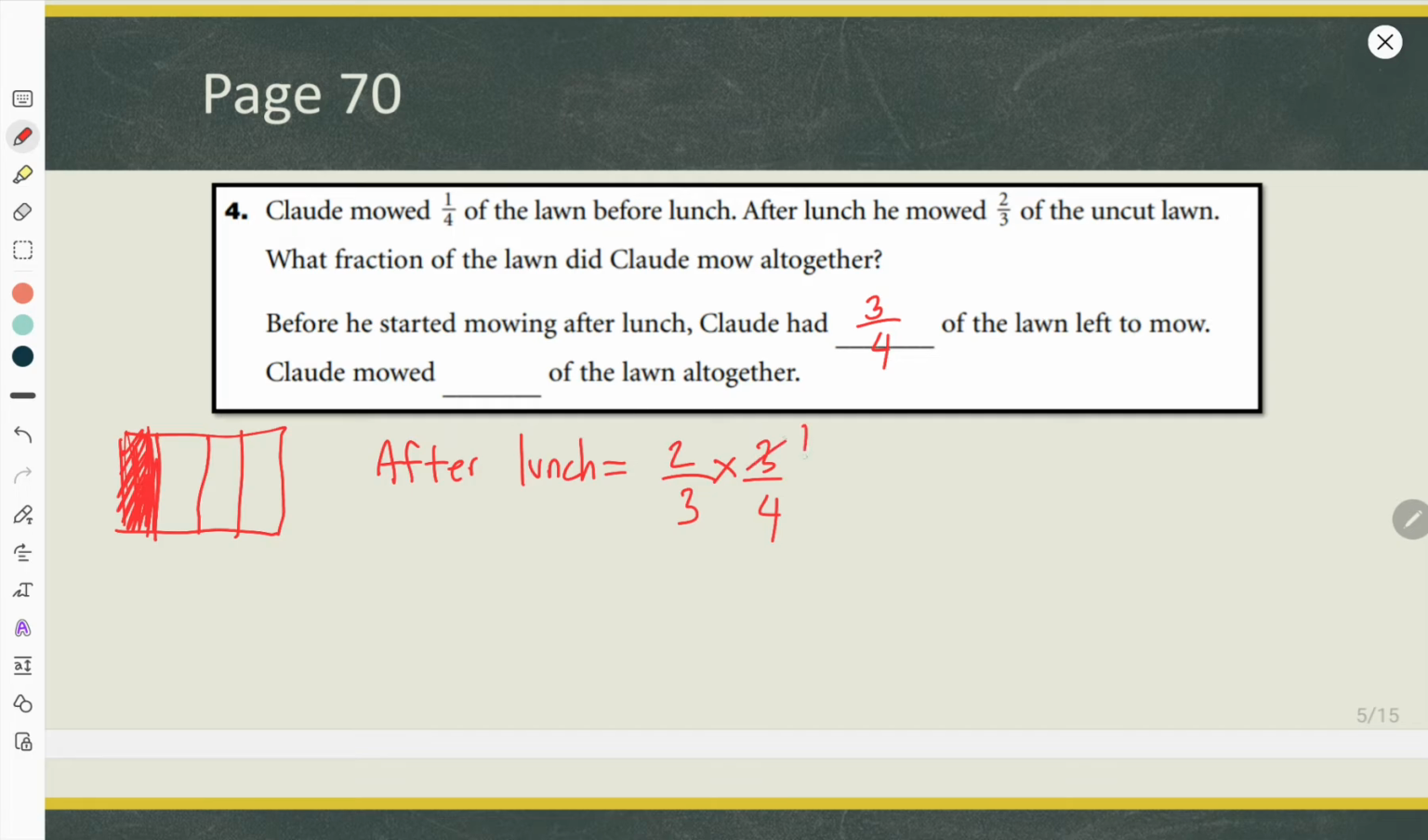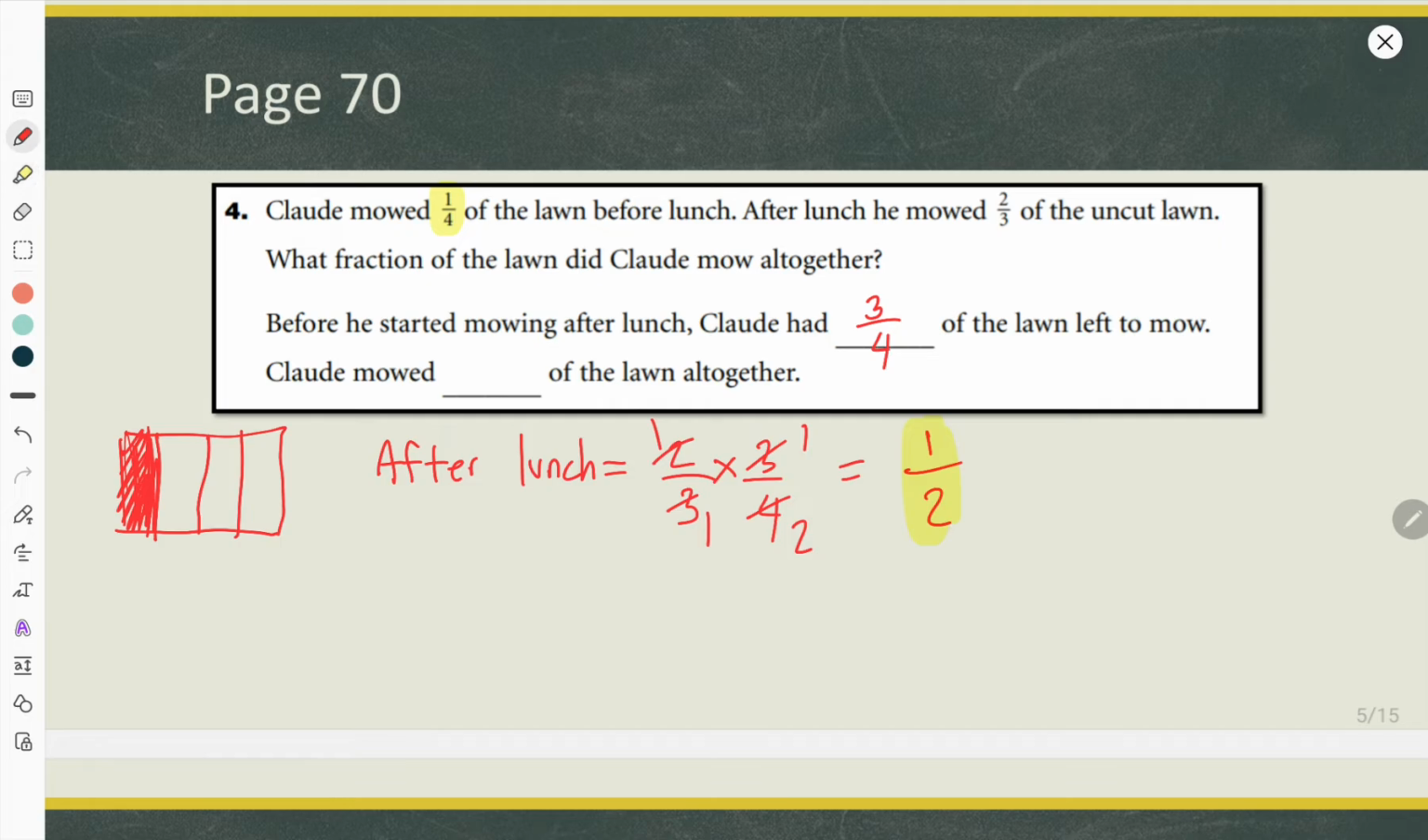So we simplify 1 and 1, then 1 and 2. So 1 over 2, half after lunch, right, guys? He did half after lunch. Now, the question is, what fraction of the lawn did he mow together? So we know that before lunch he did 1/4. After lunch he did half.